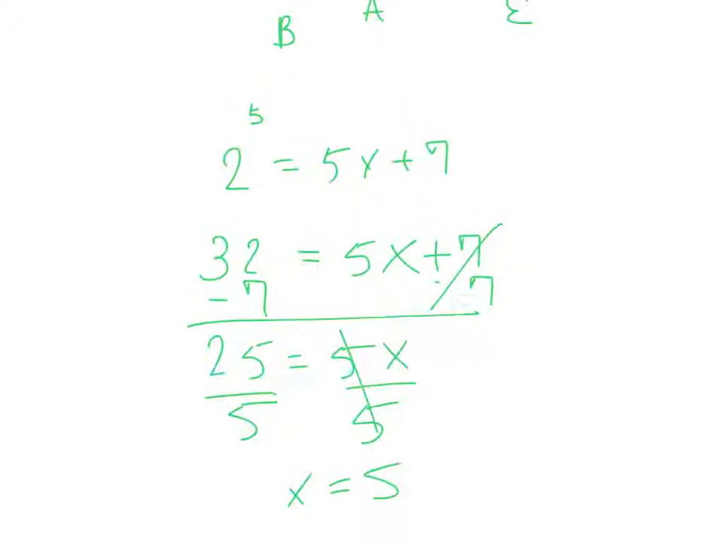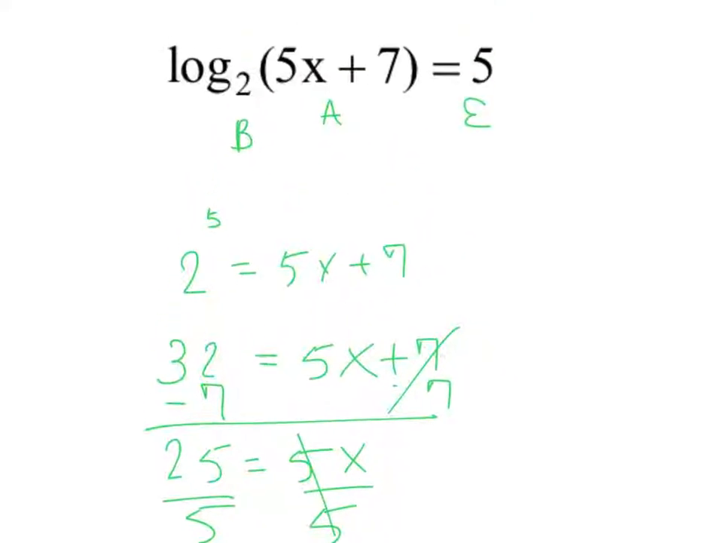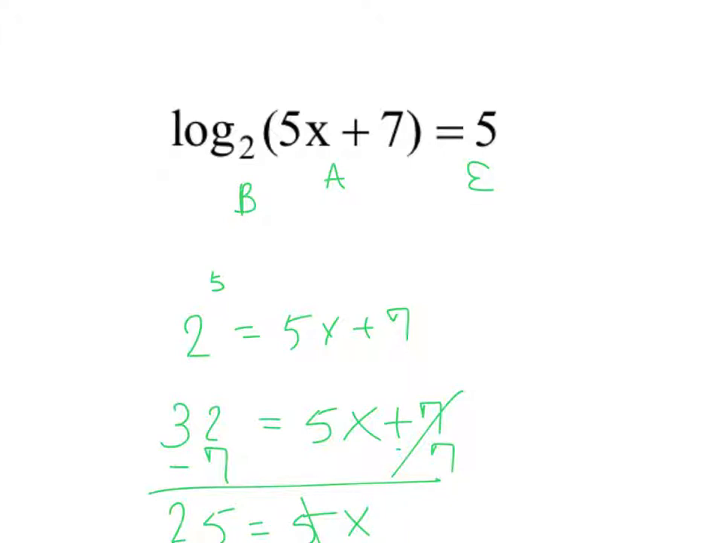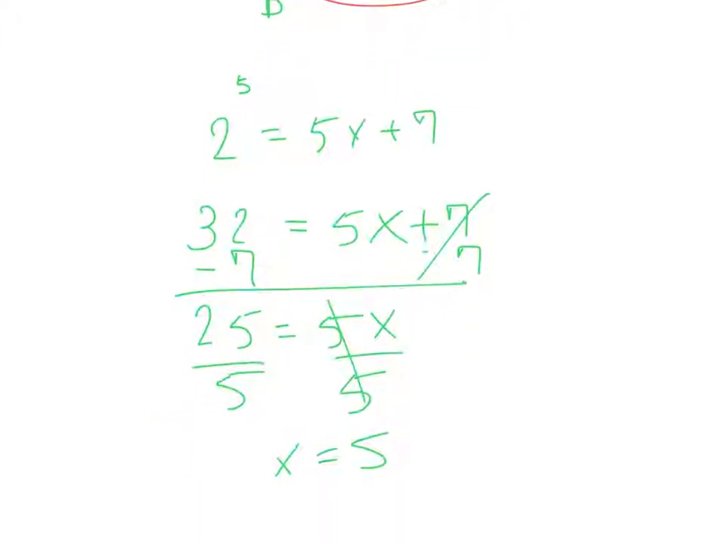So what you want to do is check that answer inside the log. You're basically going to replace the x with a 5 and say 25 plus 7, that's 32. And that's positive. The inside of the log is positive. And also you should know that 2 to the 5th is 32. So this is our answer, x equals 5.